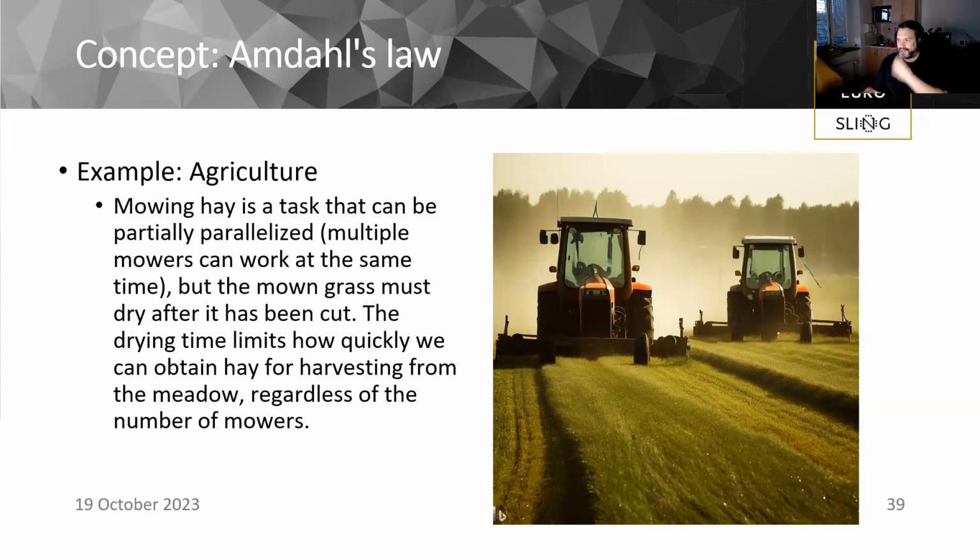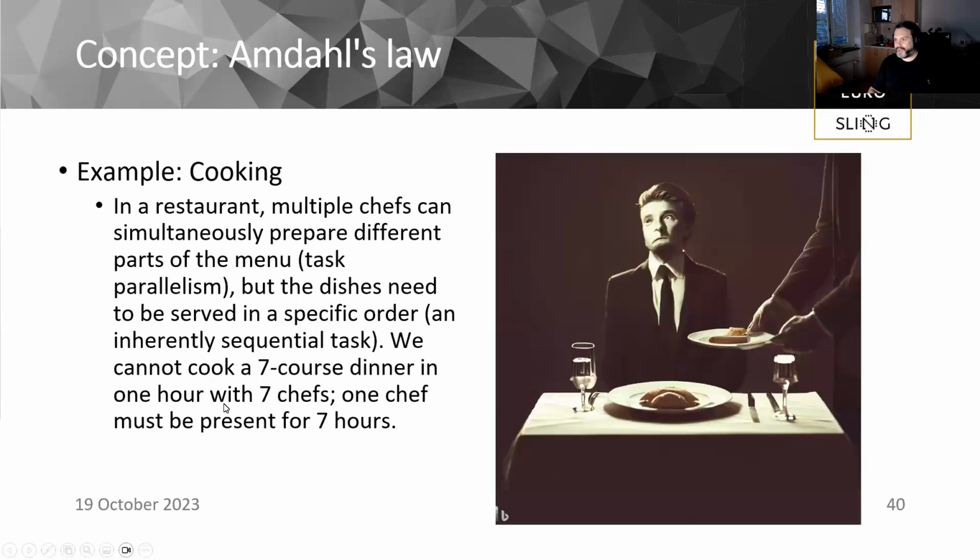Okay, so I'll show you another example. Cooking, yeah, this is another good example. In a restaurant, multiple chefs can prepare various parts of the menu, but the dishes need to be served in a specific order. Okay, so we cannot just cook a 7-course dinner in 1 hour with 7 chefs, because people eat food sequentially. We cannot just dump everything from the entree to the dessert on the table at the same time, because part of the dining is sequential.